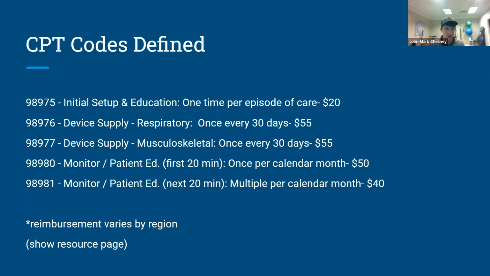But the first code is 98975, which is the initial setup and education. It's a one-time code per episode of care. And then 98976 is the device supply for respiratory.